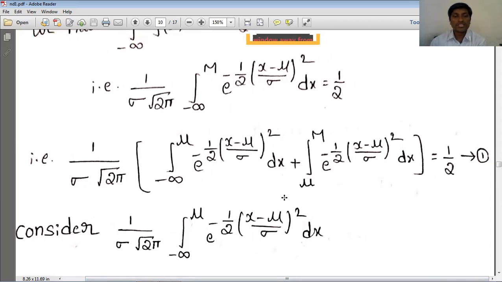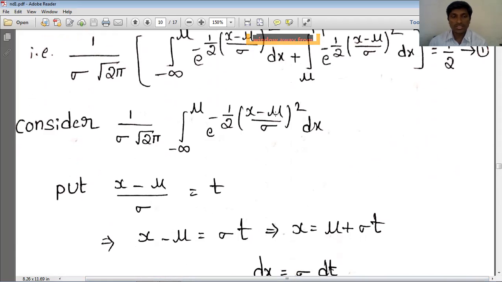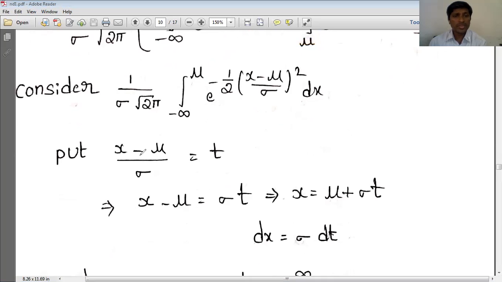So consider 1 by sigma times the integral from minus infinity to mu of e power minus 1 by 2 x minus mu by sigma whole square dx. This one we are choosing. Now the same simplification as we solved in the previous one. First, we take the assumption: put x minus mu by sigma equal to t. Cross multiplying on both sides, x minus mu is equal to sigma t. And next, taking mu to the right side, x is equal to mu plus sigma t.